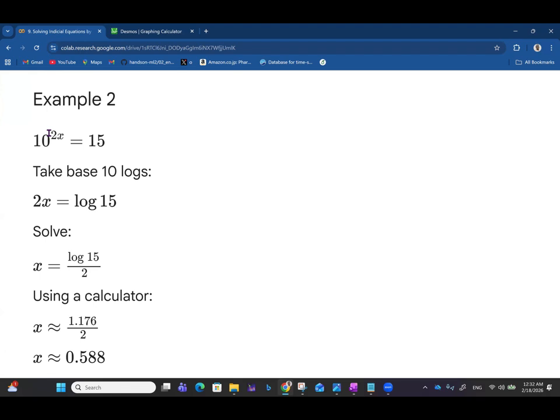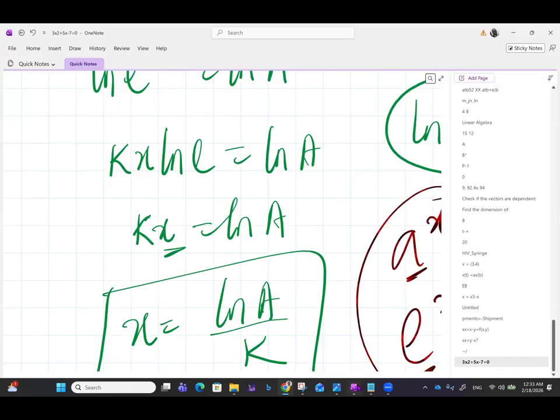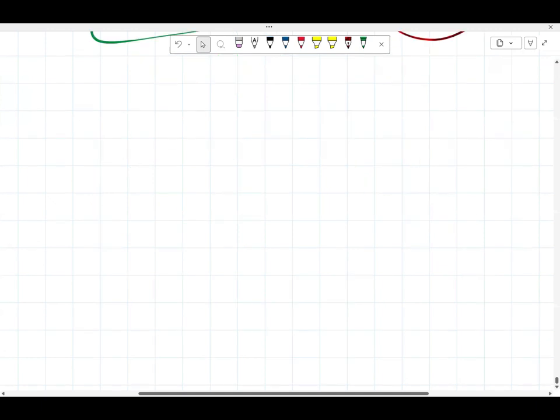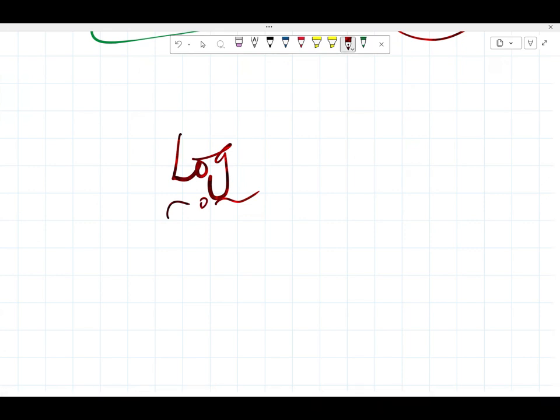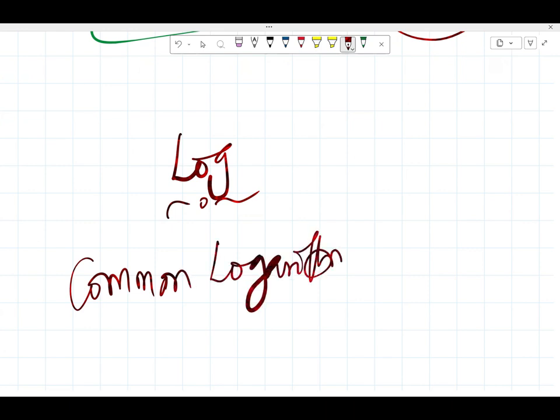You have 10 raised to 2x equals 15. Because this is power 10 now, you can then take, when we talk about logarithm, we have popular logs. There are two main types of logarithm. We have common logarithm, that is log to base 10, say log x to base 10 if you like.